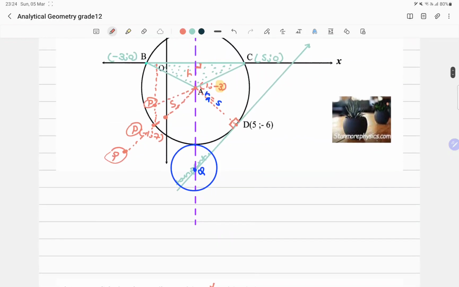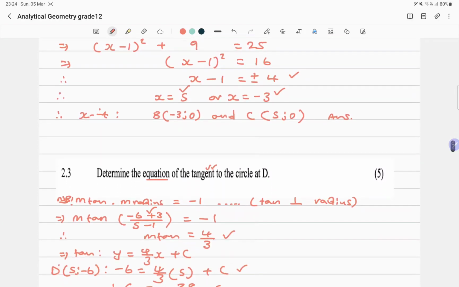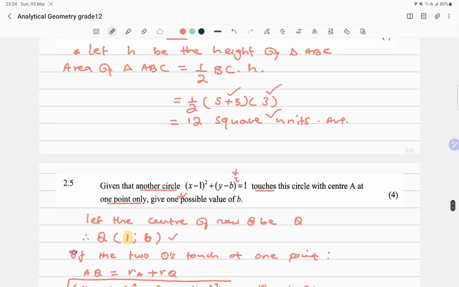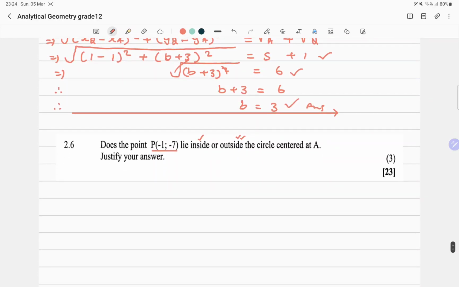Okay, so let's go on. We're just going to find AP. If AP is equal to the radius of that circle, then it is on that circle. If AP is less than the radius, it is inside that circle. If AP is greater than the radius, it is outside that circle. So what is AP? Because that is what can give us an answer.